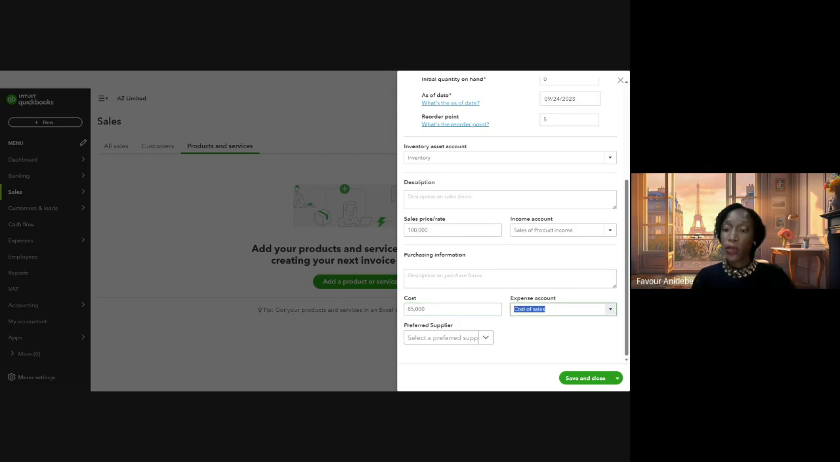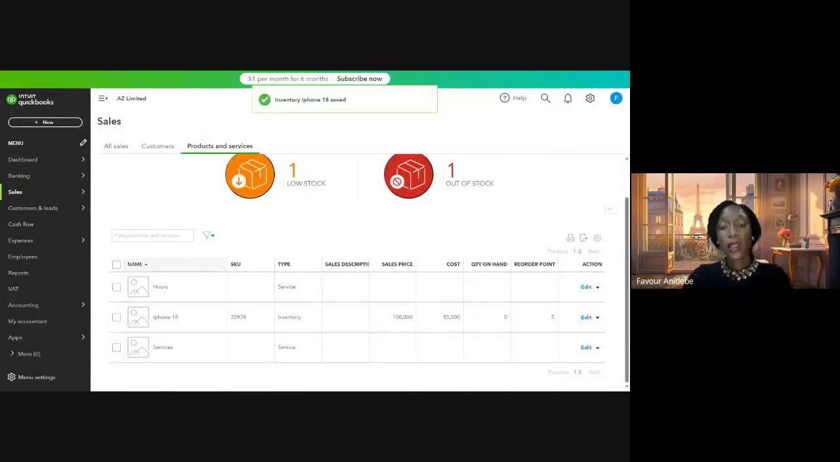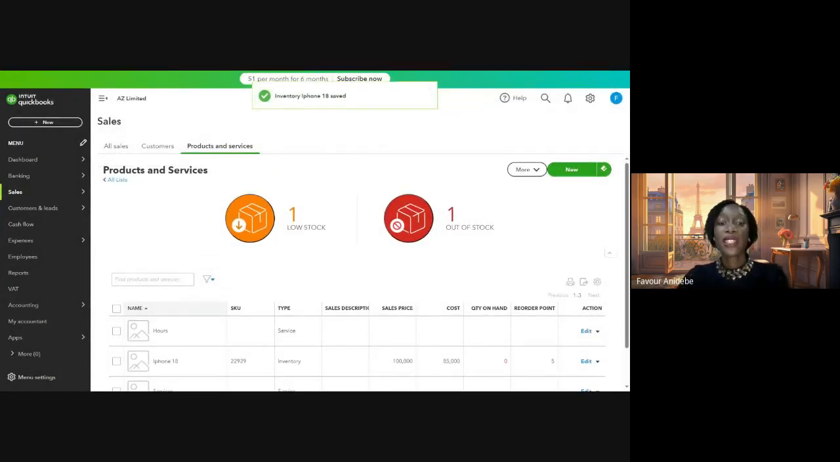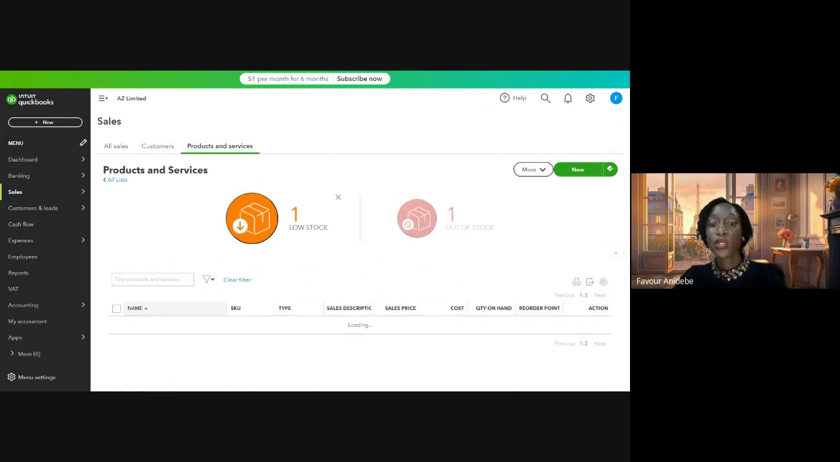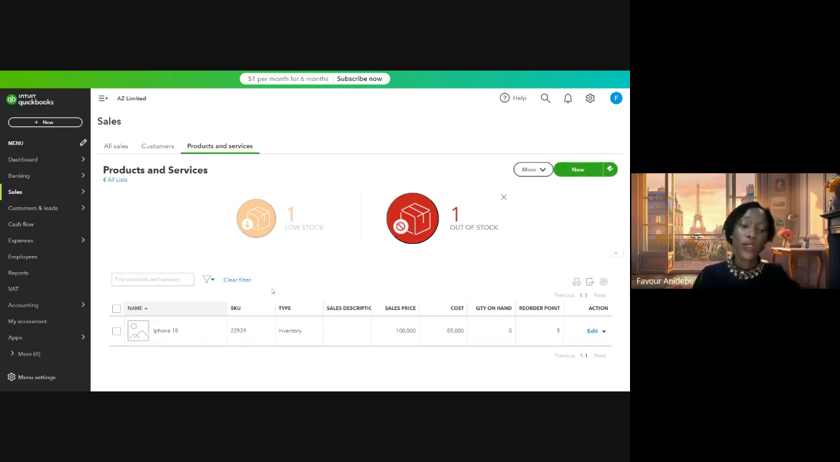Then this is where I want it to be: in the cost of sales. Then you can also put the supplier. So let's say you bought it from somebody, you can just add new, then save and close. So this is one of the products. In fact, it has even told you that this product is low in stock. It will show you, and this one is out of stock because we don't have any quantity on hand. So we've created iPhone 18.